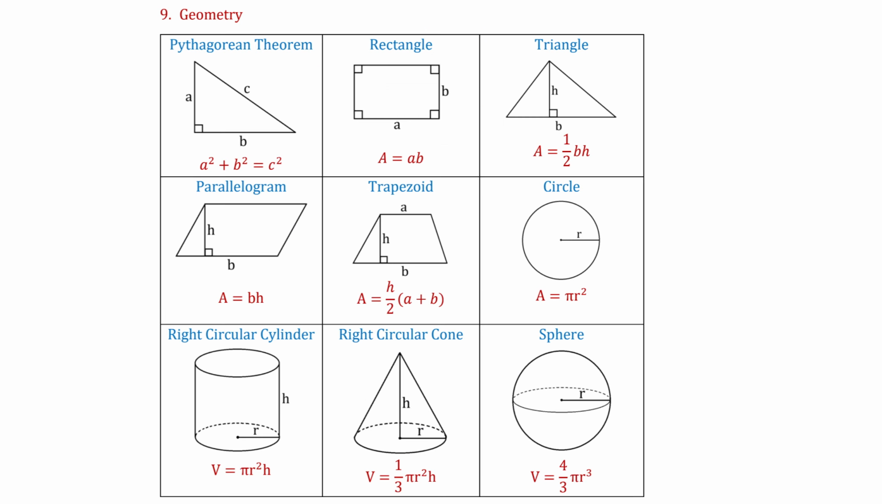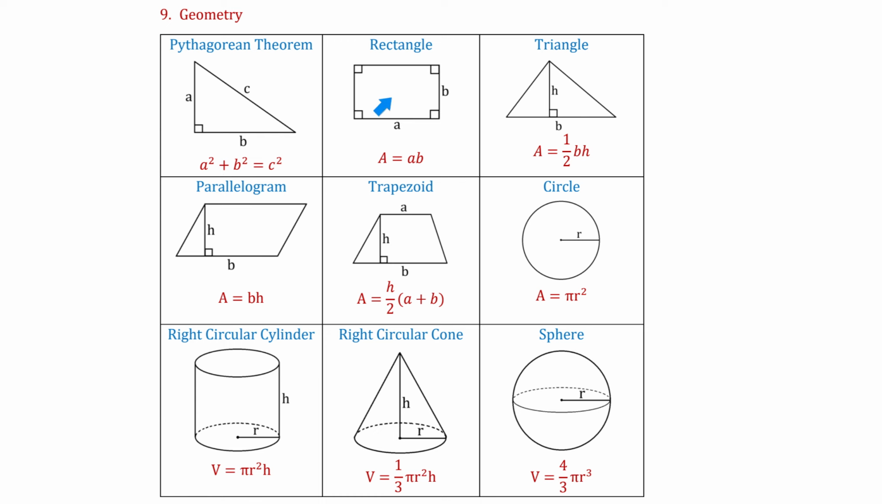The next topic is geometry. A few formulas that you might need will be the Pythagorean theorem as well as the area and the volume of some geometric figures. The Pythagorean theorem tells us that in a right triangle, the sum of the squares of the legs equals the square of the hypotenuse. That is a squared plus b squared equals c squared.